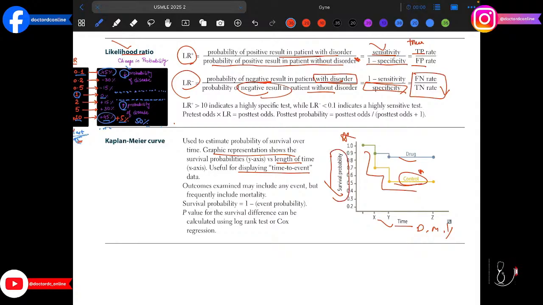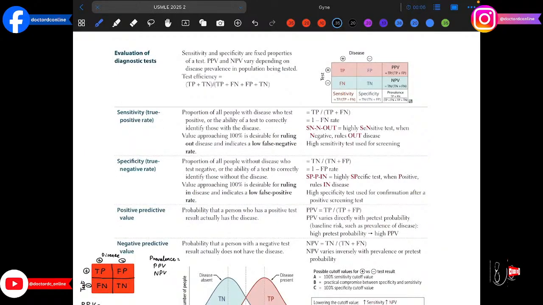It is often used in cancer research to guide therapy, intervention, and offer prognosis. Outcomes examined may include any event but frequently include mortality. So survival probability, that is survival of event at any time period, is equal to 1 minus event probability. In this graph, patients who are taking drugs for their respective disease have more probability for survival in X and Y time. All right. Now let's look at some diagnostic tests.